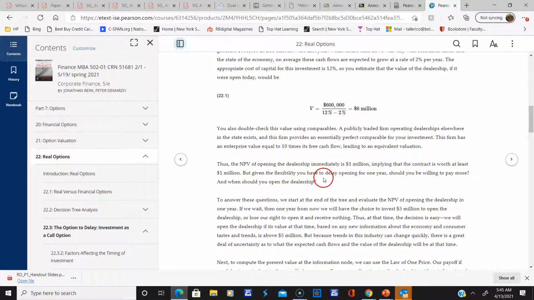But given the flexibility you have to delay opening for 1 year, should you be willing to pay more, and when should you open the dealership?